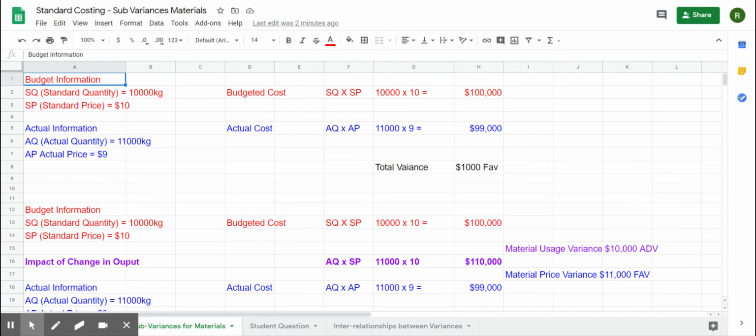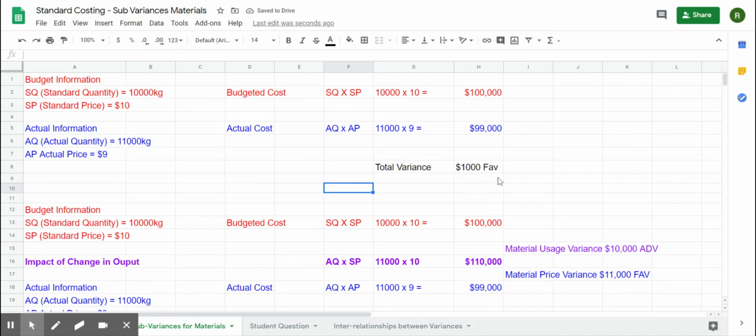Okay, not massively difficult. There's a problem though here because there's two elements to our variances. We've got an adverse bit because our production team have used 1,000 kilograms more than was planned. And the reason why it's favourable is because our purchasing department appear to have got the price of the raw materials down from $10 a kilogram down to $9. So overall on the business, the impact has been favourable.